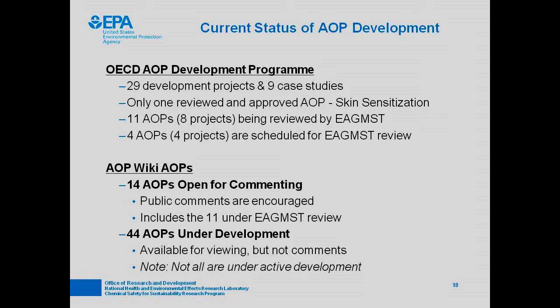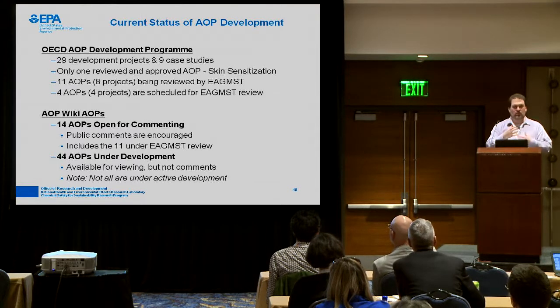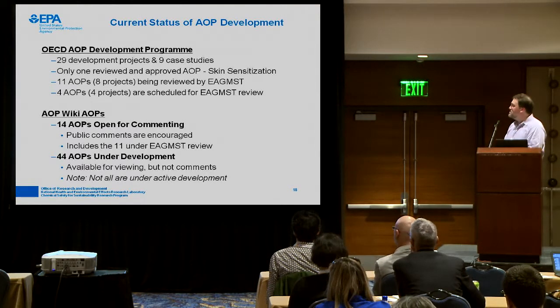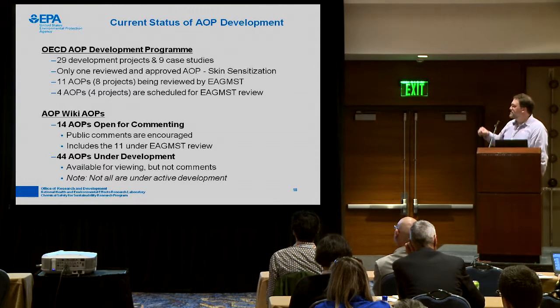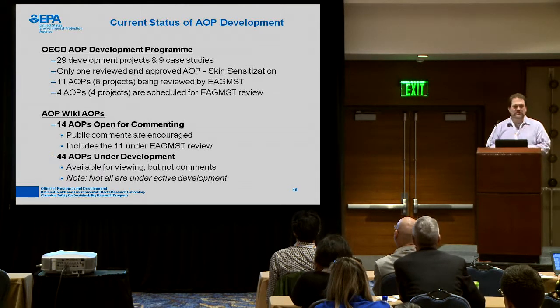So basically what it's saying is that the OECD development program has 29 or so projects related to AOP development, and 6 or 7 that are case studies. A case study works through not just the AOP development, but also chemical-specific uses of those AOPs. So that's what those numbers would be in that second row. But realistically, there's only one reviewed and approved AOP, and that is the one for skin sensitization. That has been endorsed by the OECD. It is being used, and that's it.